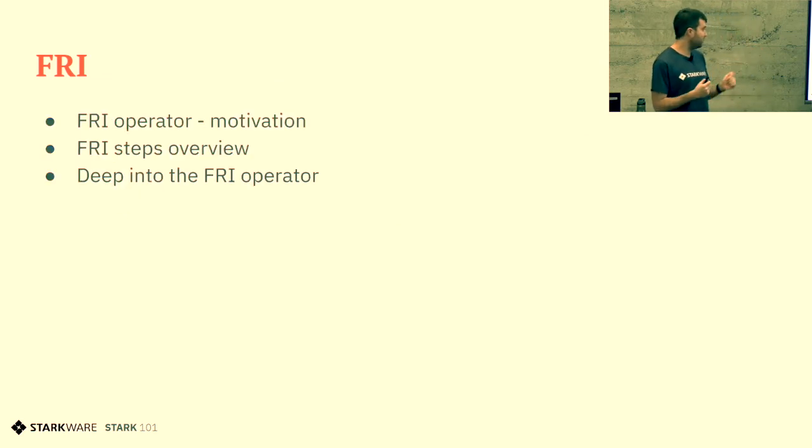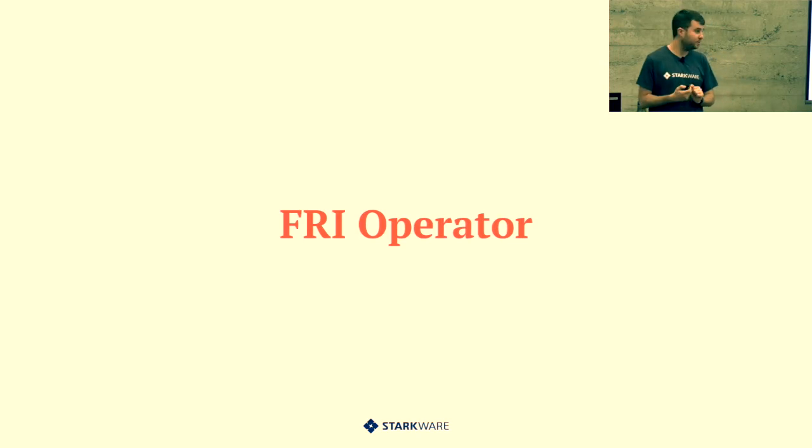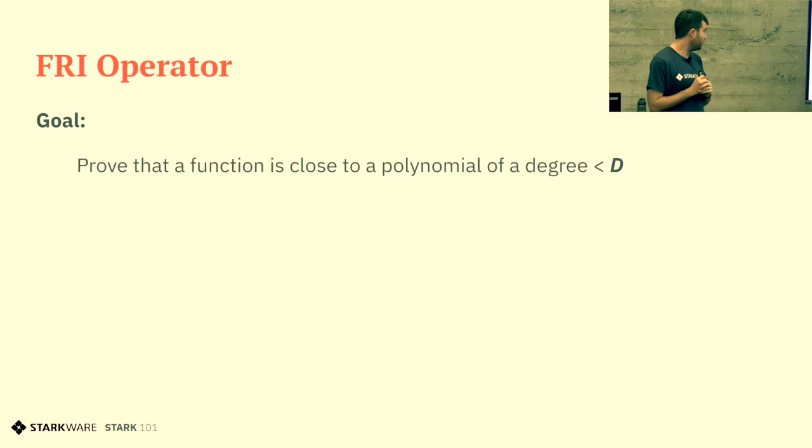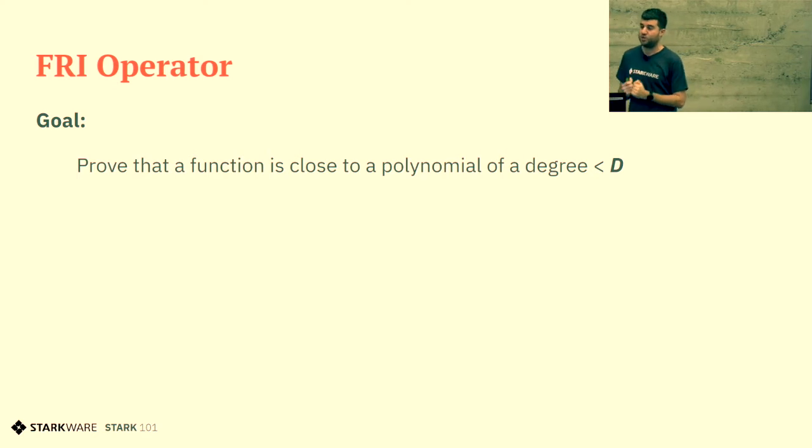First, we will have some motivation regarding the FRI operator. Then we will understand the FRI step. We'll have an overview of the FRI steps. And then we will take a closer look at the FRI operator and how it operates. So first, the motivation for the FRI operator, and we will not yet understand how it operates. Our goal is to prove that a function is close to a polynomial of degree which is bounded by d.